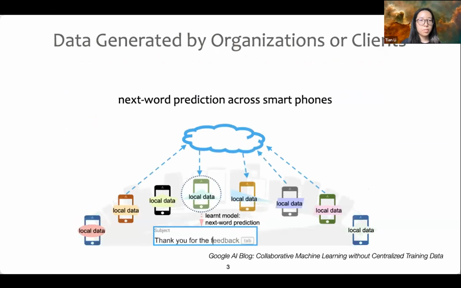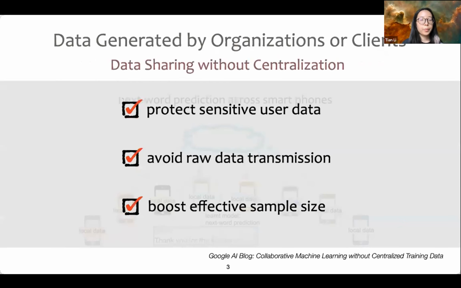For example, we want to jointly train a model to predict the next characters across a number of smartphones. But sending sensitive and sometimes real-time user data to some data center may not be allowed or can be very costly. So it's important to enable access to such large amounts of data without moving all of them to one central location. So learning across networks of decentralized data while keeping all of it local is very important because it can help protect sensitive user data and data ownership, avoid expensive or even prohibited raw data transmission, and boost the effective sample size by collaboration, right?